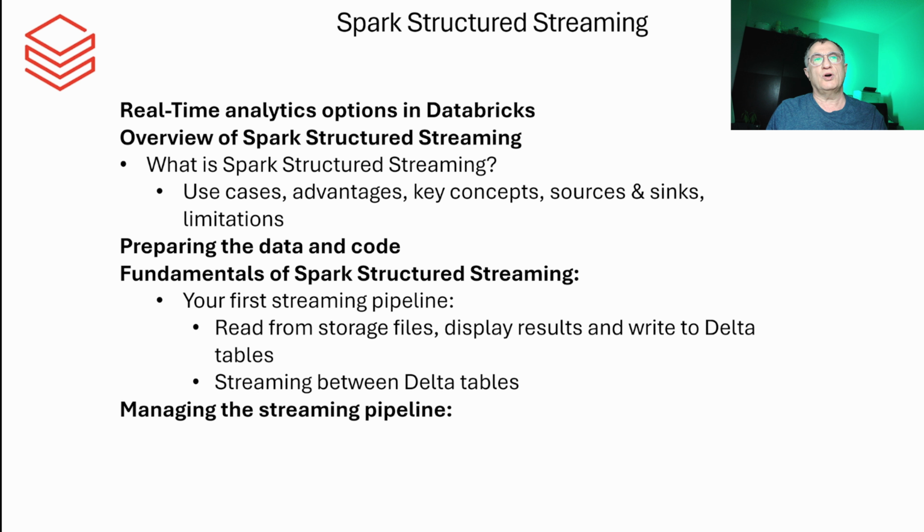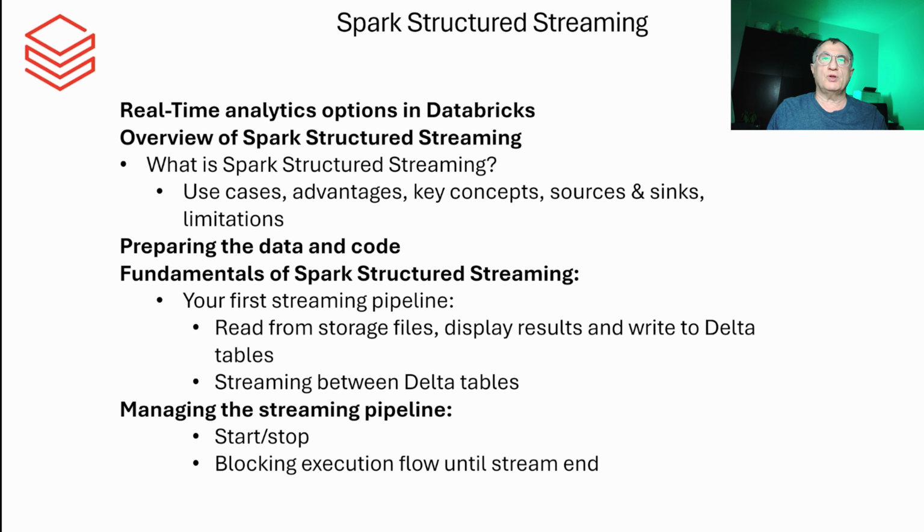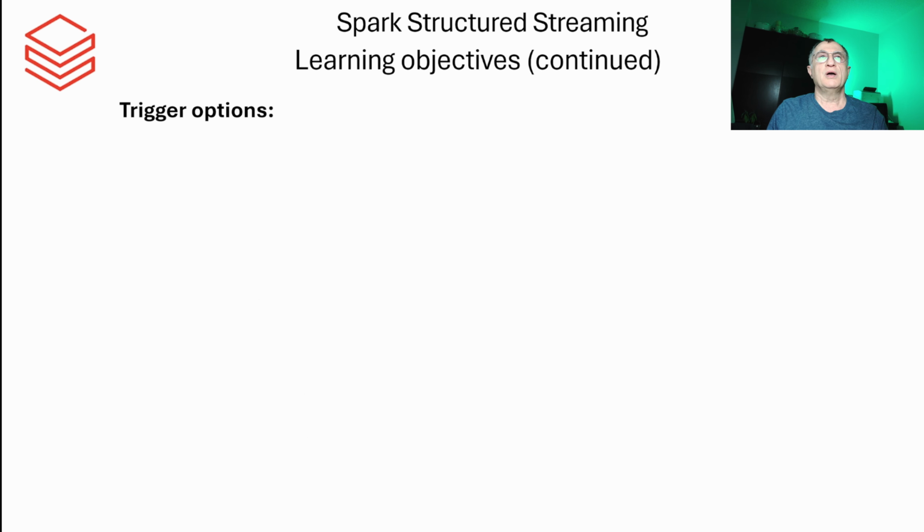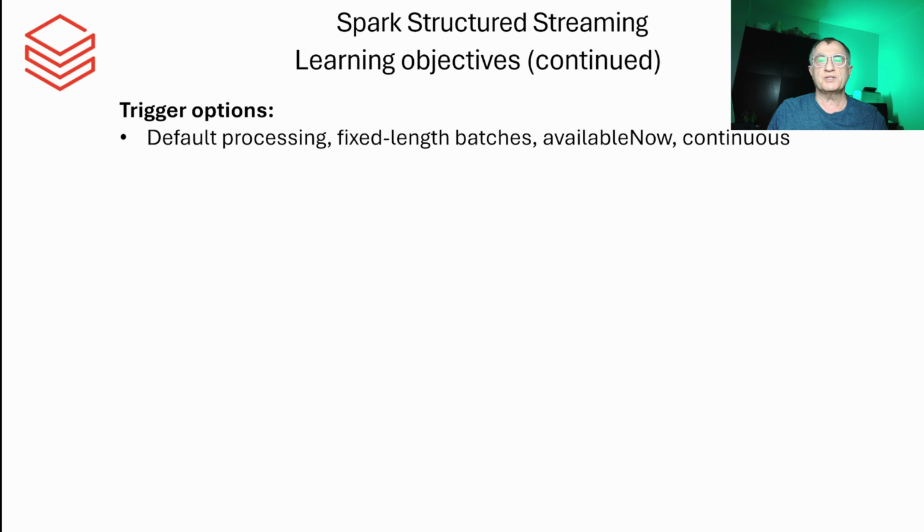Next, we're gonna learn managing a streaming pipeline, so key methods like start, stop. We'll also take a look at some other execution flow control methods like blocking execution flow, which could be required in some production scenarios. Next, we're gonna talk about trigger options. So we'll consider the default processing option, as well as a few other triggering options like fixed length batches, available now, continuous, and so on and so forth.